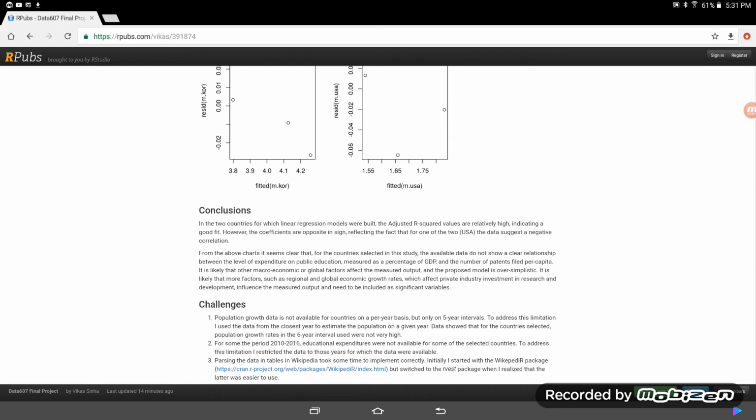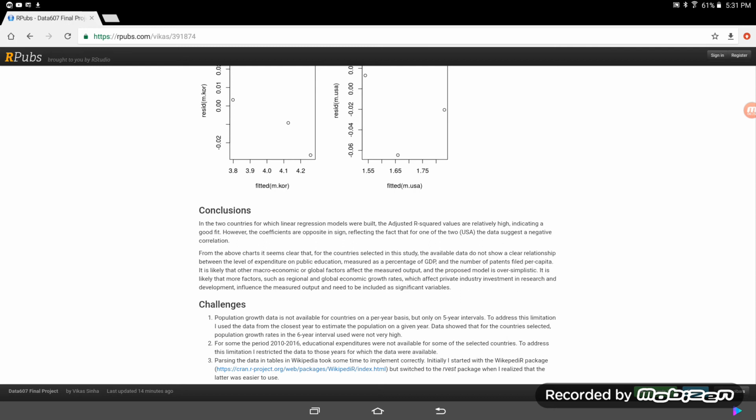The challenges that I faced here are that the population growth data was not available on a per year basis, and as I mentioned earlier, I used the mean between the 2 years. And for some of the countries, the data were not really available. So I did the best with the data that was available.